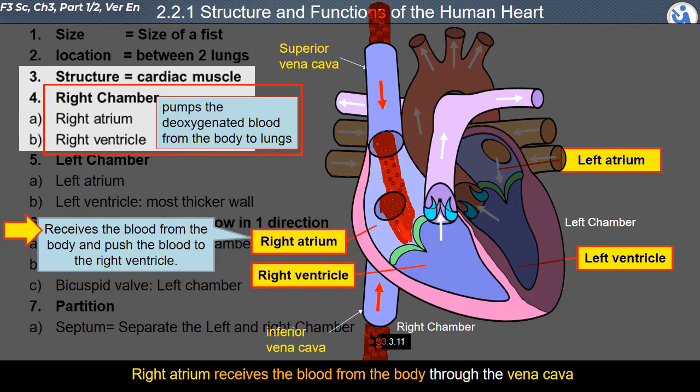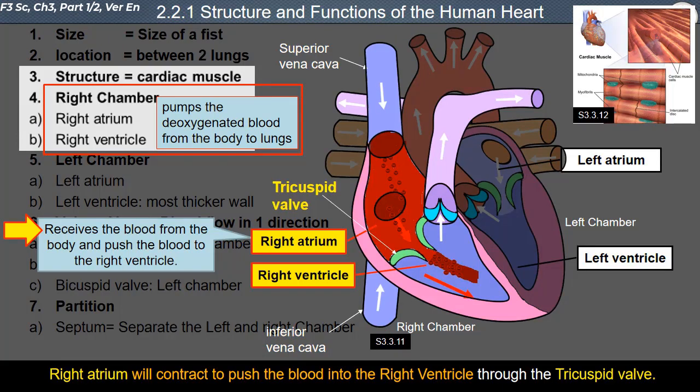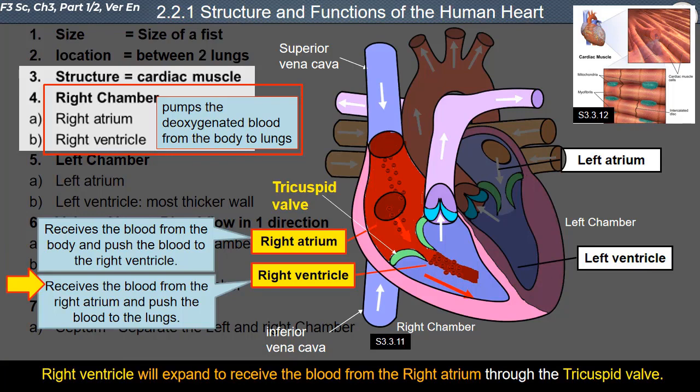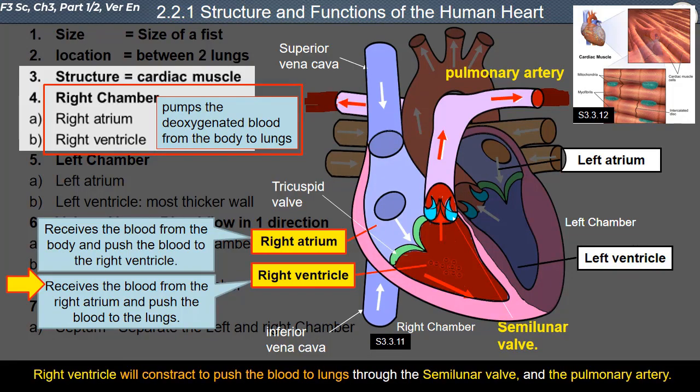The right atrium receives the blood from the body through the vena cava. The right atrium will contract to push the blood into the right ventricle through the tricuspid valve. The right ventricle will expand to receive the blood from the right atrium through the tricuspid valve. The right ventricle will contract to push the blood to the lungs, through the semilunar valve and the pulmonary artery.